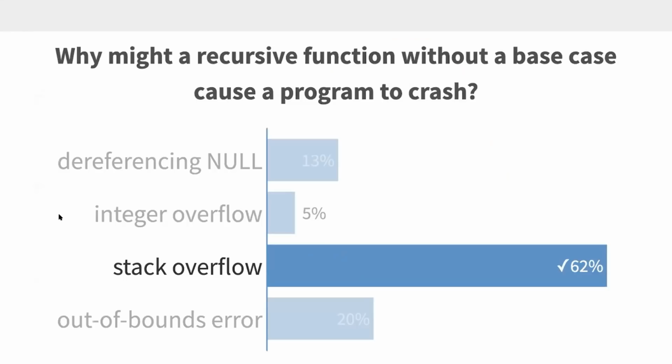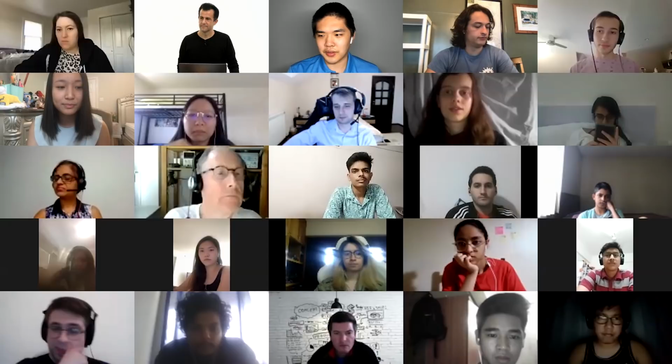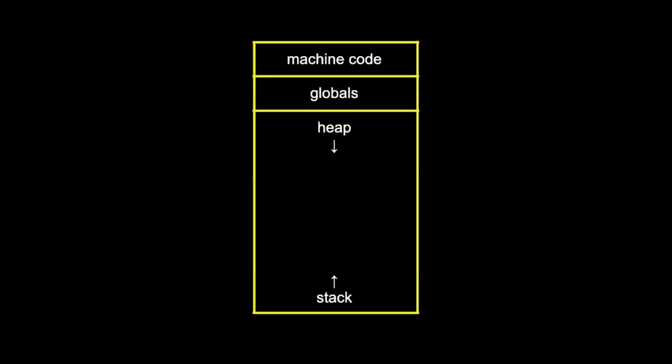It looks like 62% of people gave us the correct answer, which in this case was stack overflow. We had a good number of people say out of bounds error, 13% said dereferencing null, 5% said integer overflow. So for a look at recursive functions and why they might crash, Phyllis, could you give us an explanation? If a recursive function doesn't have a base case, it will end up calling itself over and over again, leading to infinite recursion. Each time the function is called, stack space, or the block of memory we use to store temporary data, must be allocated in order to store the variables and execute the function. So with infinite function calls, we'll eventually run out of stack space, leading to stack overflow.